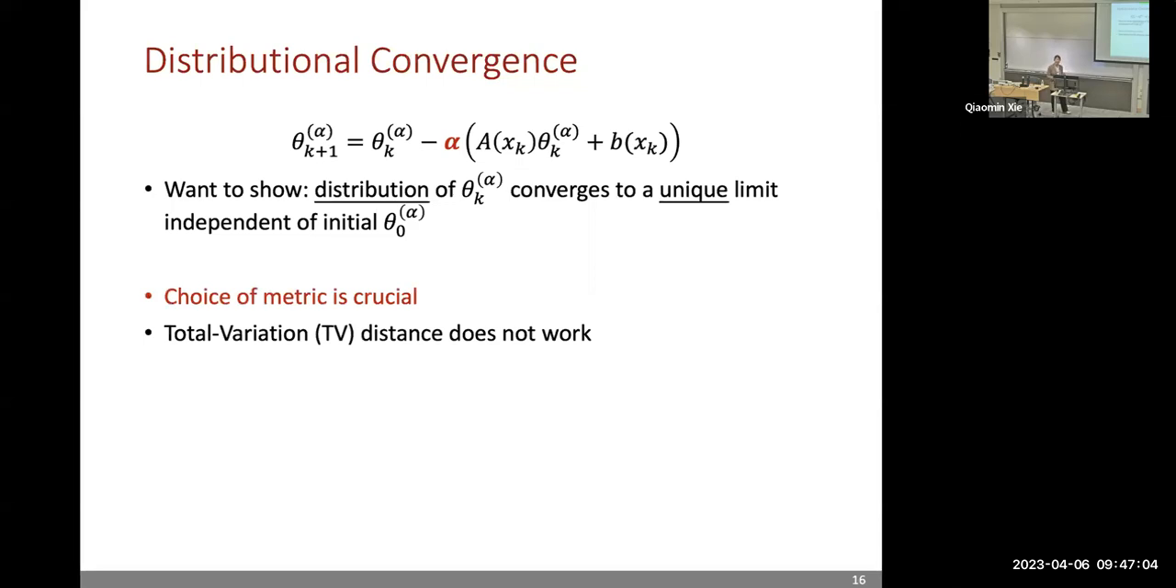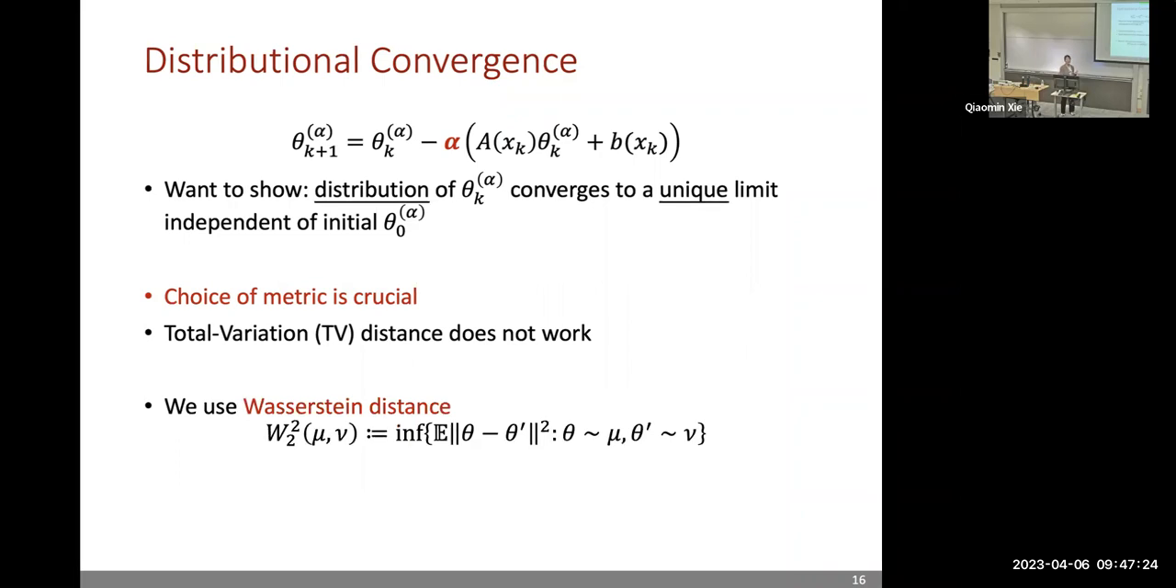And you can actually construct a very simple counterexample to show that if you use TV distance, then the distance between the theta k sequence and the limiting distribution will not converge. So that's why it's important to choose the proper metric in order to show the result. In particular, we use the two Wasserstein distance.